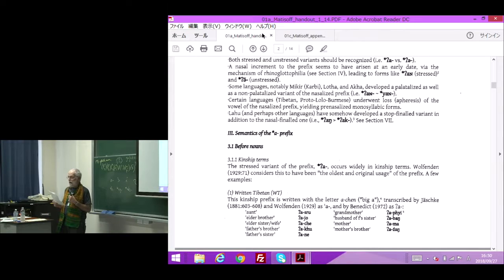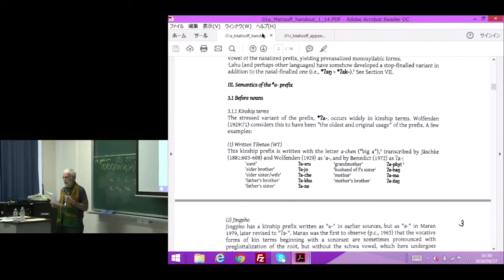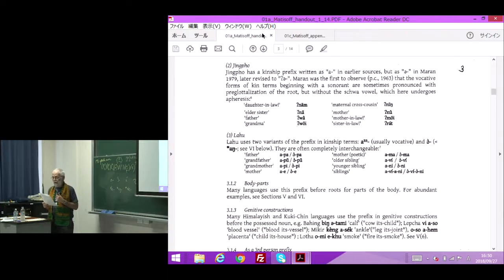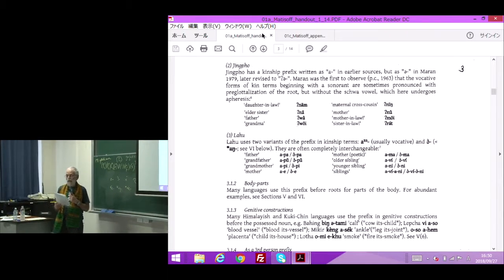Okay, going on to Jingpo. Jingpo has a prefix which used to be written A, but Laurent Moran changed it, made it more accurate, and later revised it to be written with a glottal stop.